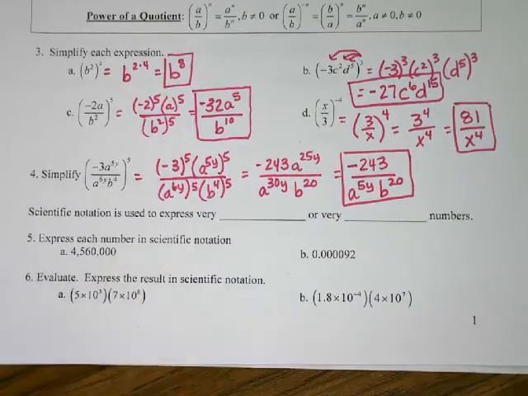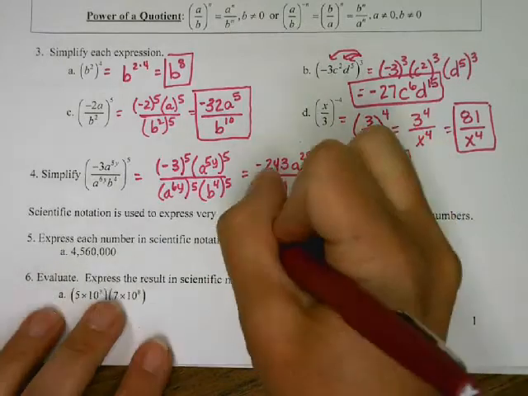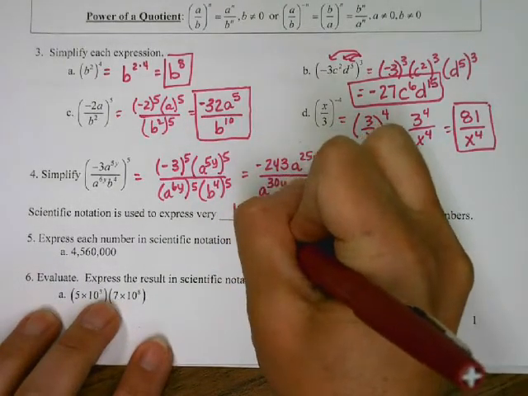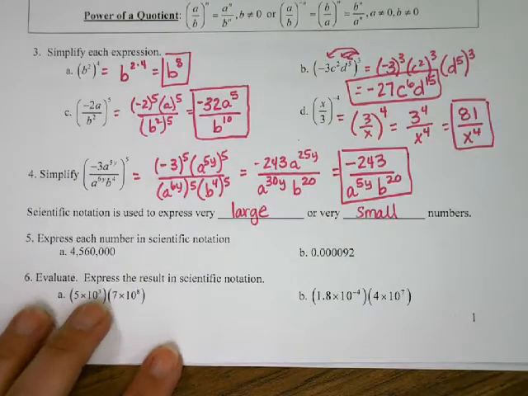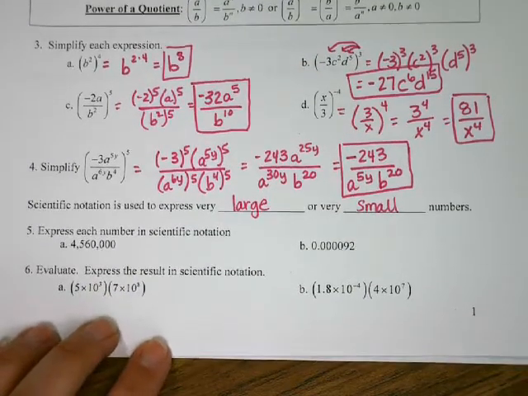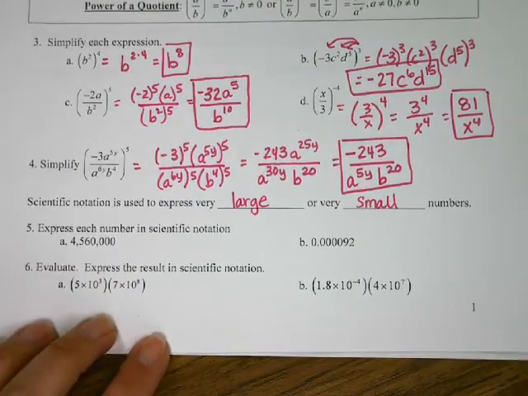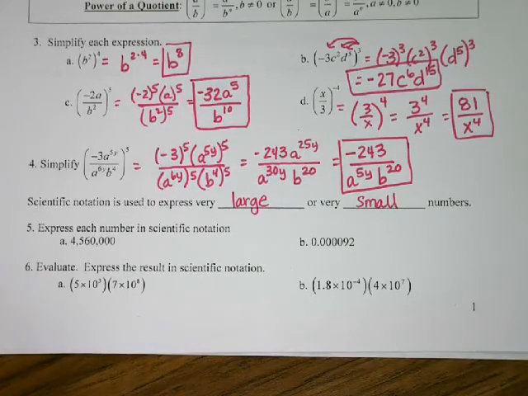All right, last thing. Scientific notation. Scientific notation is used to express very large or very small numbers. You should have been doing this in chemistry. You might have seen this in chemistry already. So, in 5A there it says, express each number in scientific notation. We only want one digit in front of a decimal point, and then we're going to do it times the power of 10.